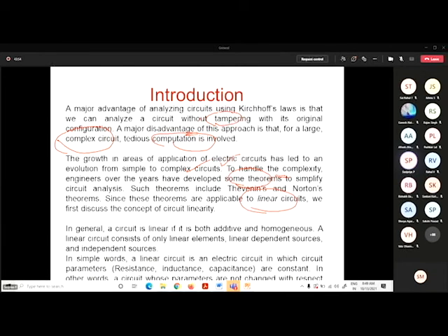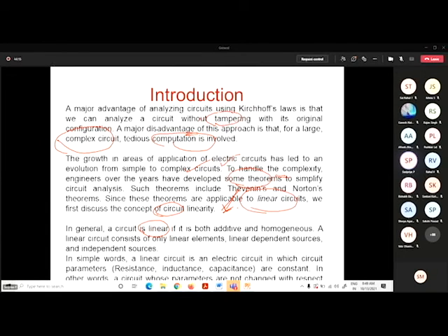Maximum power transfer theorem is basically derived from either Thevenin's theorem or Norton's theorem, but we are going to consider Thevenin's theorem here. Now, what is meant by a linear circuit? Because what is mentioned here? The theorems are applicable only when the given network is a linear network. In general, the circuit is linear.